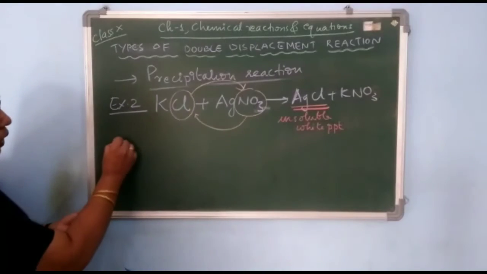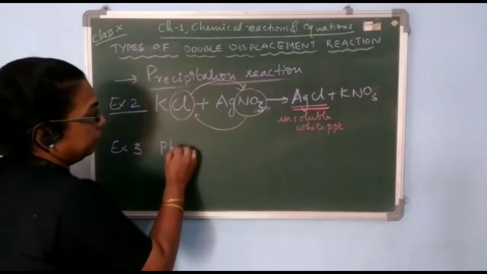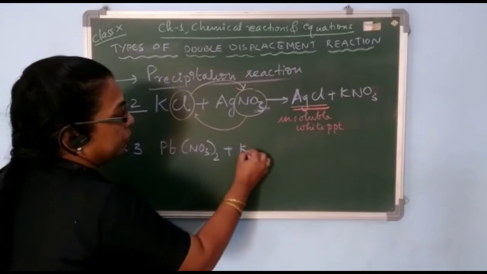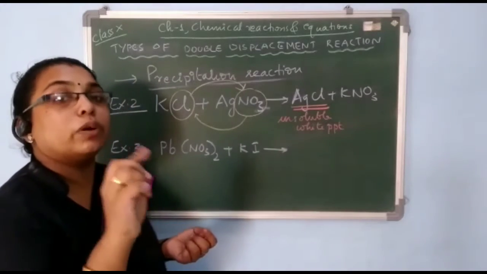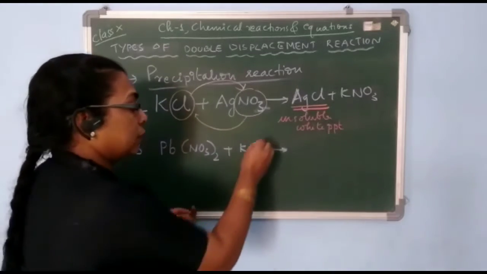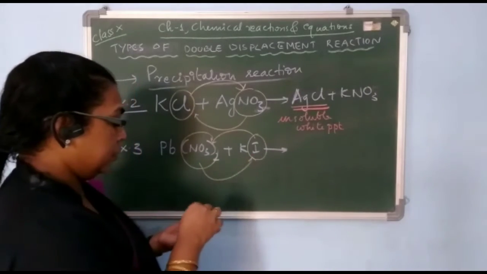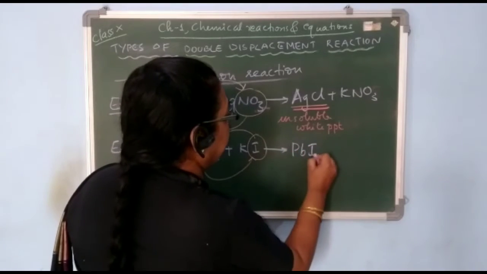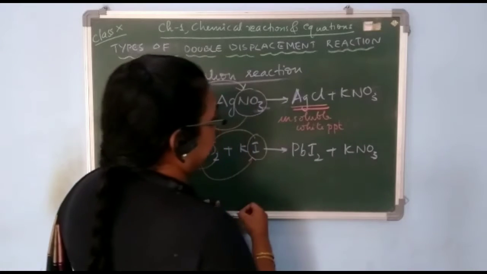Example number 3. Lead nitrate, Pb(NO3)2, combined with potassium iodide. Double displacement reaction, what will happen? Exchange of ion. Iodine will come here, this will go here. So we will get lead iodide plus potassium nitrate.